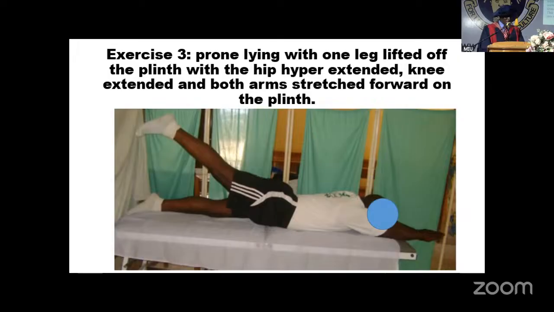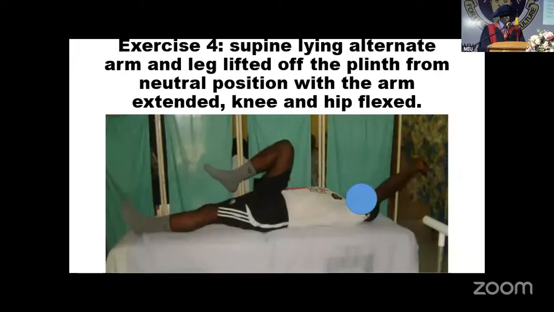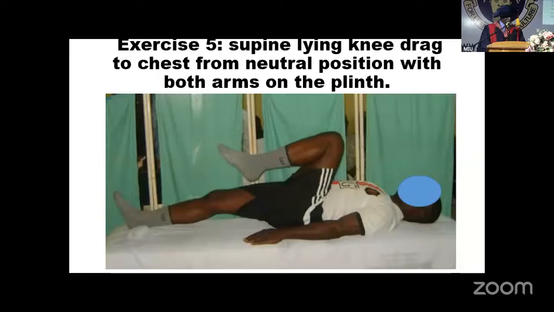The subjects in the supine group received exercise in supine position, followed by the 3 exercises done according to form. Alternate arm and leg lifted up from neutral position with arm extended, knee in flexion. Position was maintained for 3 to 5 seconds and then returned. 2 sets of repetitions were performed as tolerated. Exercise 2, knee drag to the chest from neutral position and hold the knee. Seconds and then return. 2 sets of 15 repetitions were performed as tolerated by the patient.